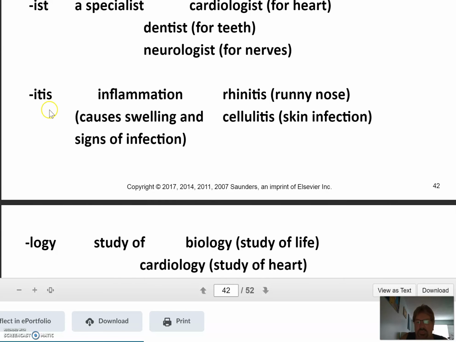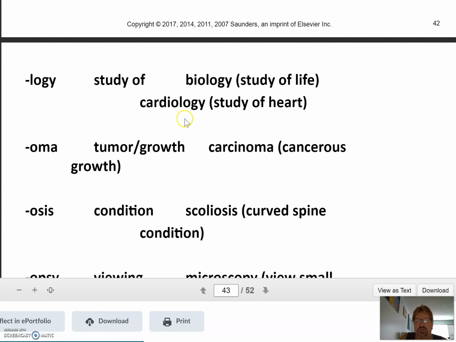Itis is one of the most important of the suffixes. Logi means study of, like biology, cardiology, the specialty of the heart. Oma means a tumor. Now, guys, not all tumors are cancerous. A lot of them are, but a lot of them aren't, although they still may require treatment.